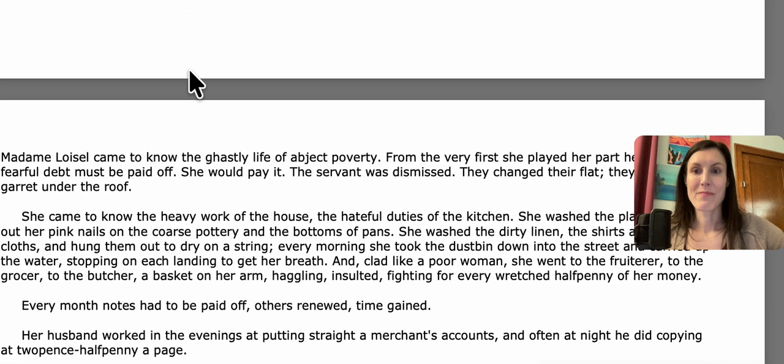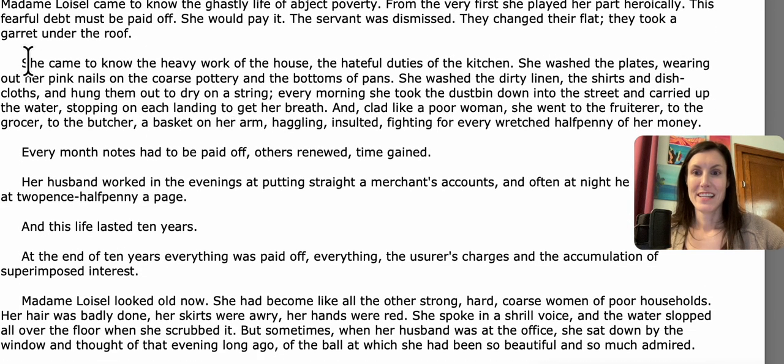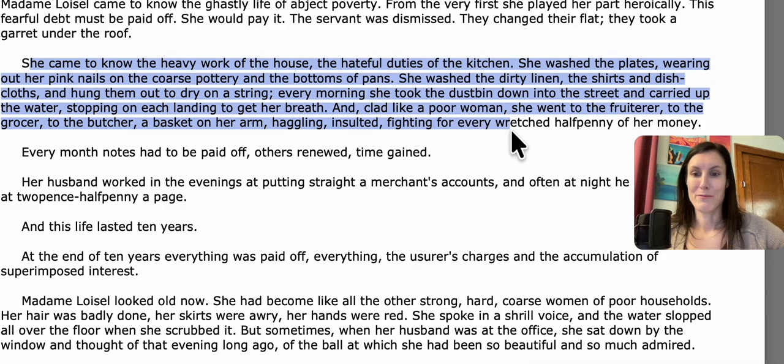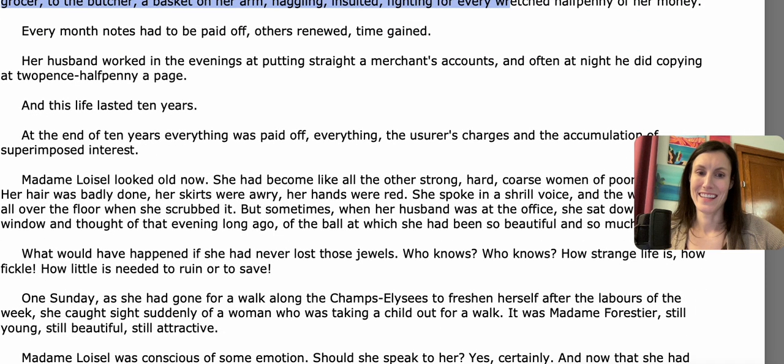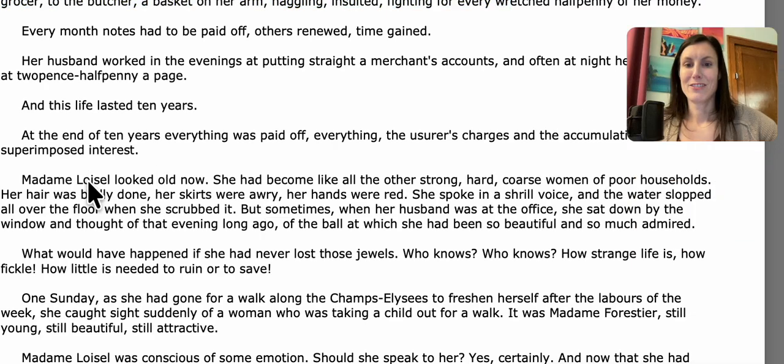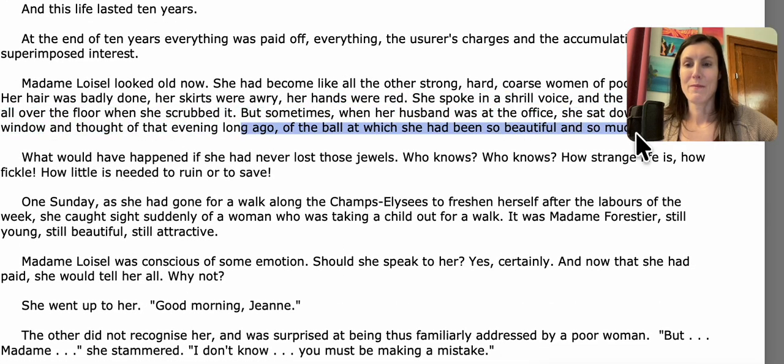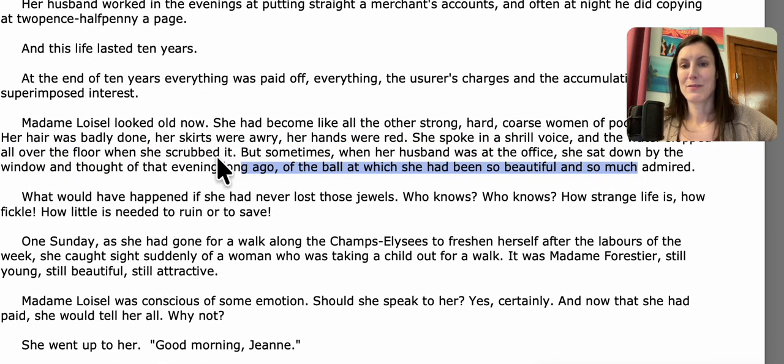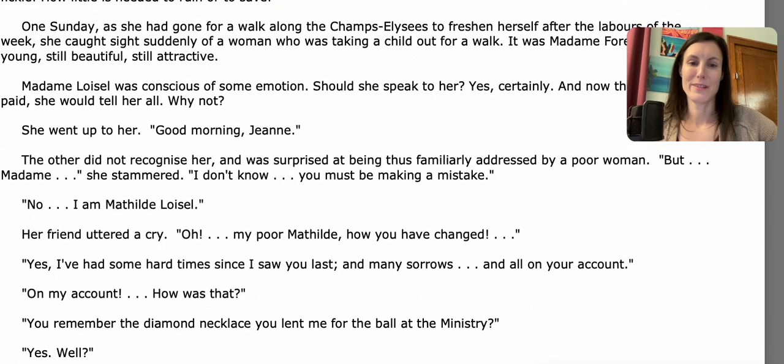But then, in the end, when she comes to know the hard work of housework, you could say that she wasn't very remorseful. She still looks back on when she was the most beautiful one at the ball, which I might say, if this was the turning point of her life, losing the necklace pretty much ruined her and her husband's life for 10 years. And afterwards, now she's in poor health and whatnot. So you could say, why does she remember it so fondly? That might not show that she learned an actual lesson here.